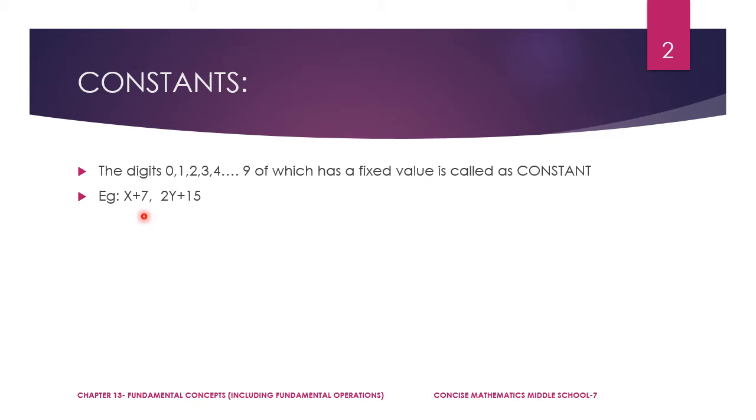See, here we have two algebraic expressions: x plus 7 and 2y plus 15. In this, 7 is called a constant. Before or after this 7 you don't have any variables, and it's the same with 15. You don't have any variable over here, so this is called a constant. Okay, I hope you are now very clear on what a constant is. Once you know this, only then can you move on to the problems and solve any kind of algebraic problems.